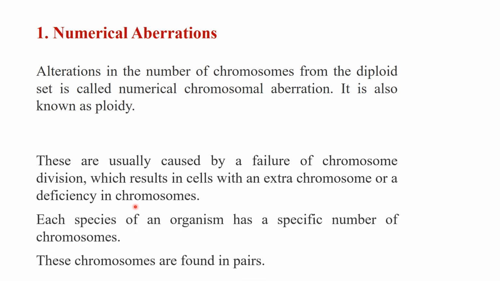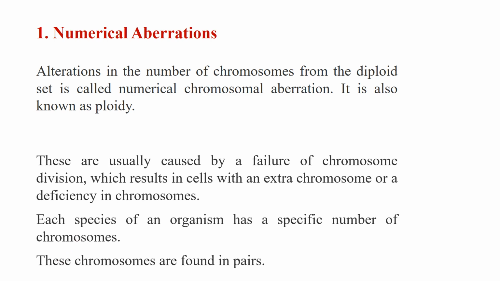Each species of an organism has a specific number of chromosomes. For example, in the case of humans, there are 23 pairs of chromosomes, that is 46 chromosomes. If these exceed 46, going to 47, or become 45 chromosomes, both conditions are abnormal conditions. These chromosomes are found in pairs.